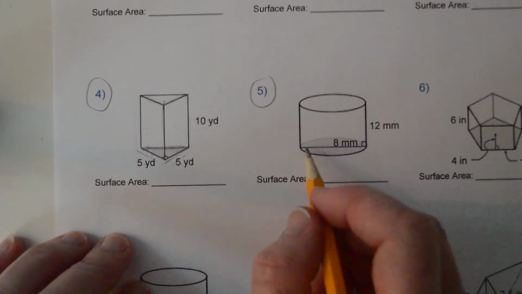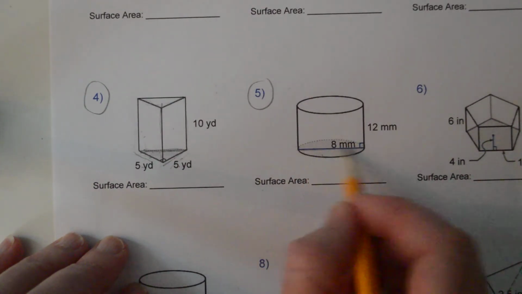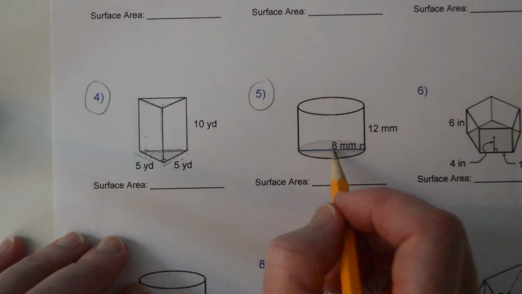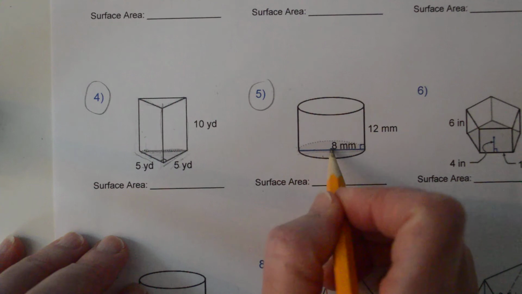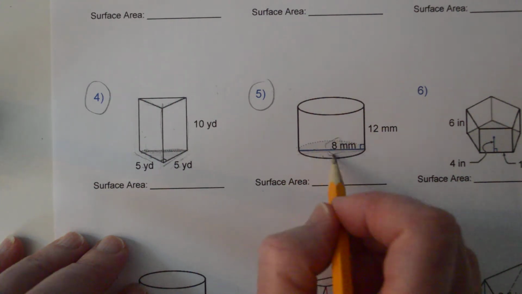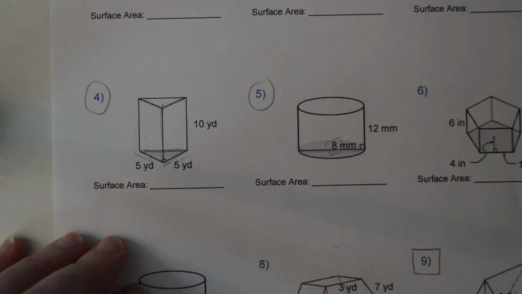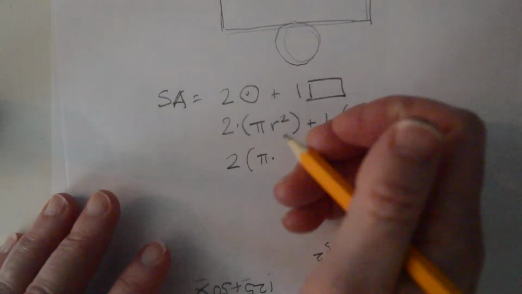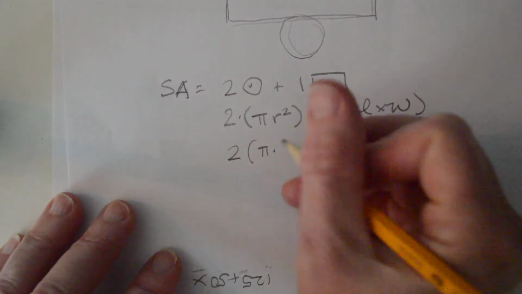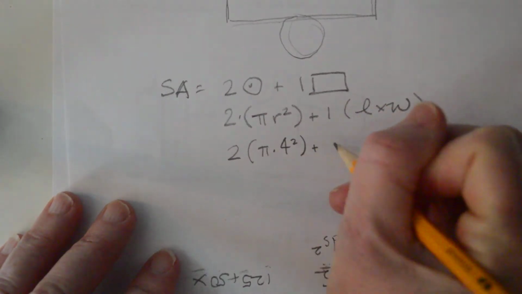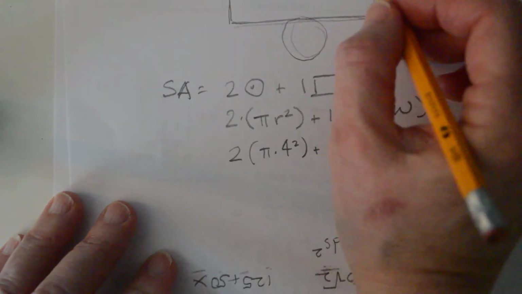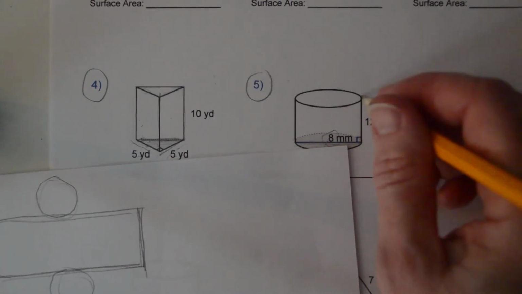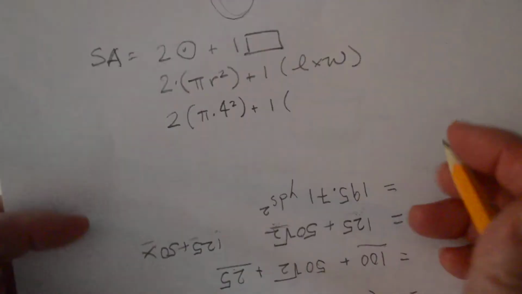All right, so here they don't tell us the radius, they tell us the diameter. So in order to find the radius, how would we do that? If you said cut it in half, you're right. So the radius that we're looking for is half of 8, so it's 4. All right, so this is 2 times pi times 4 squared plus 1 times. All right, so here we need length times width. Hopefully this one's easy to find right there. The width, we just go right here. It's the height of the can, and that would be 12.